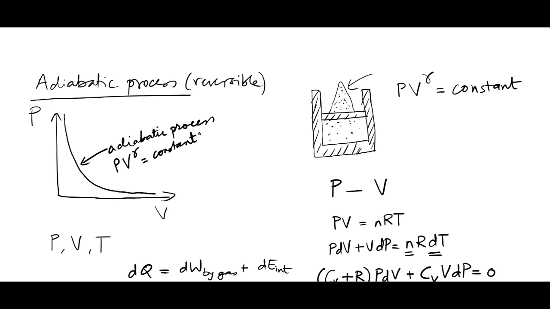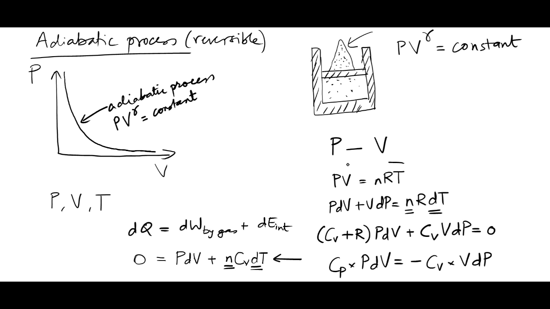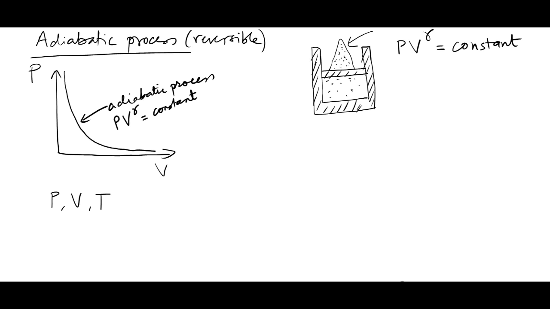Adiabatic process for a certain mass of a certain gas, and the gas is assumed to be ideal because in the derivation we have used the equation of state for an ideal gas, this equation over here. So remember what we set out to do. We wanted to draw a graph of an adiabatic process, which we have already done, and we wanted to establish relationships between P, V and T, and we already have one between P and V.